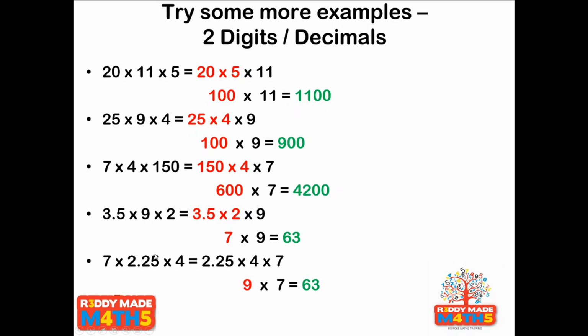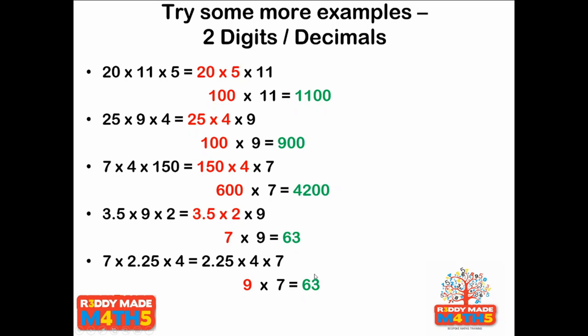That brings me to the final one. If I keep these in the order that they're currently in, I'm going to have 15 3/4 times 4. So I'm certainly going to try and change that. I'm going to put the 2.25 with the 4. This is a little bit harder, but 4 times 2 is 8, and 4 times 1/4 is 1, so that gives you 9. So 2.25 times 4 is 9. You might need to do a jot in there, and then 9 times 7 again is 63.